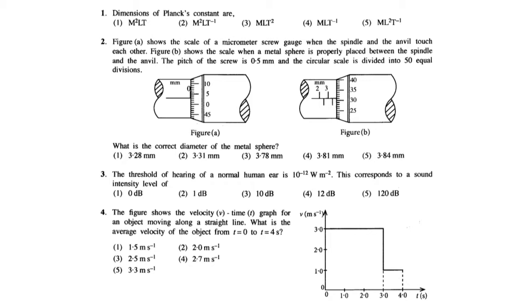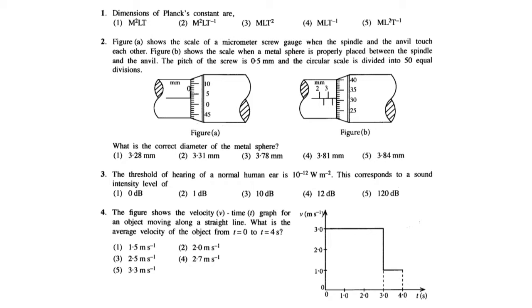So the correct diameter is 3.81 minus zero error. It is 3.78. The answer is 3. Question number 3. The threshold of hearing of a normal human ear is given. They are asking for the corresponding sound intensity level.